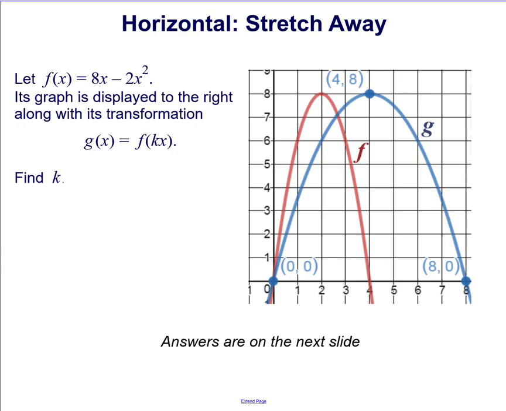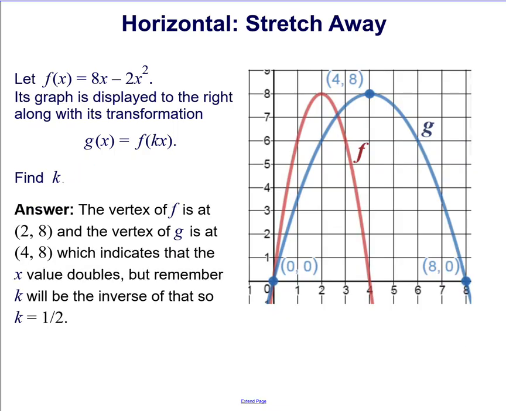Let's look at a specific case of stretching away and how to determine the value of k. Let f of x equal 8x minus 2x squared. Its graph is displayed to the right along with its transformation g of x is equal to f of kx. We want to find k. There's information on this graph that's going to help us determine the value of k. The answer is that the vertex of f is at (2, 8), and the vertex of g is at (4, 8), which indicates that the x value doubles. But remember, k will be the inverse of that. So k is equal to 1/2.